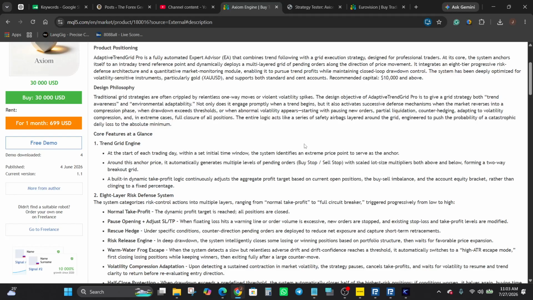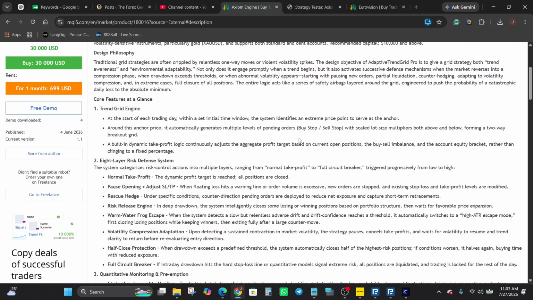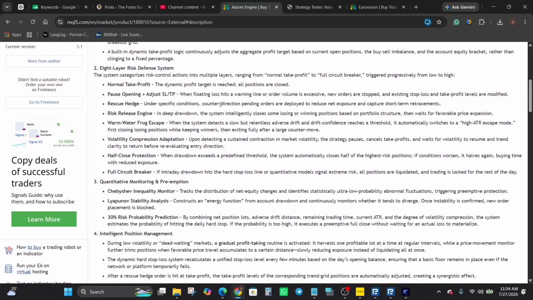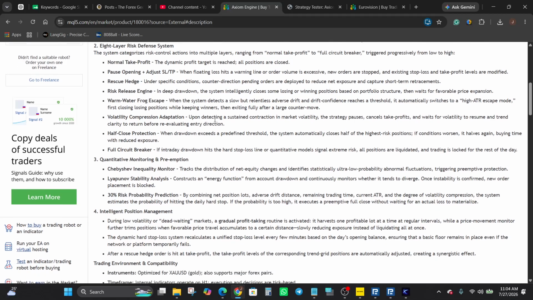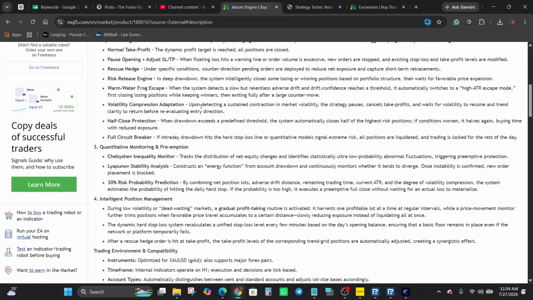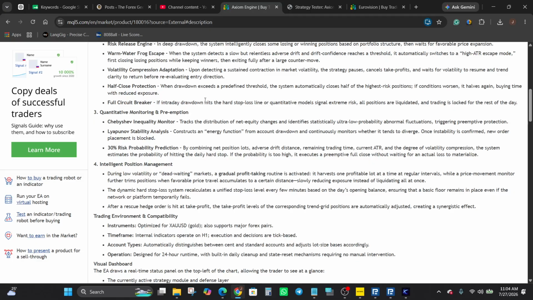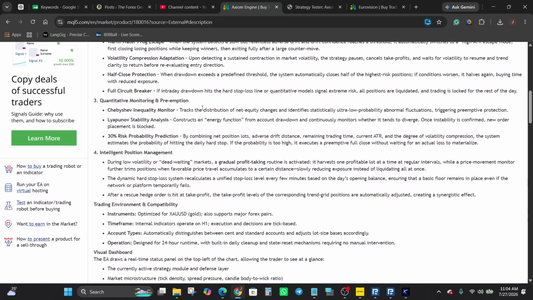The core of the risk design is what the page calls an 8-layer defense system, starting with a normal take profit close, then pausing new orders and adjusting stop loss and take profits if floating loss hits a warning line, then a rescue hedge using counter direction orders to reduce net exposure, a risk release stage that closes part of the position structure in deep drawdown, a mode the developer calls warm water frog escape for slow adverse drifts, a volatility compression pause, a half close protection step that trims the riskiest positions in stages, and finally a full circuit breaker that liquidates everything and locks trading for the day if drawdown hits a hard limit.